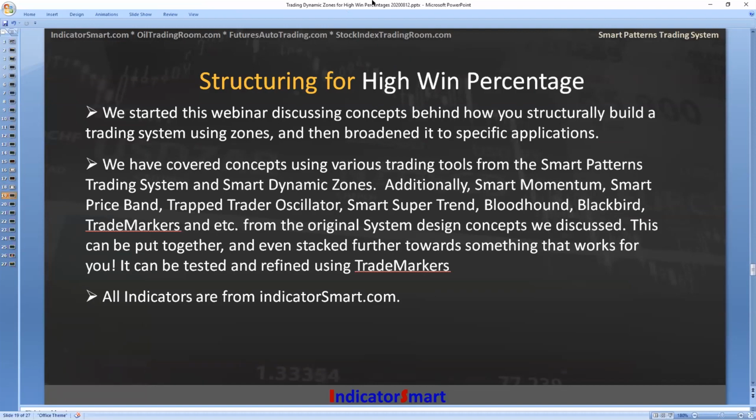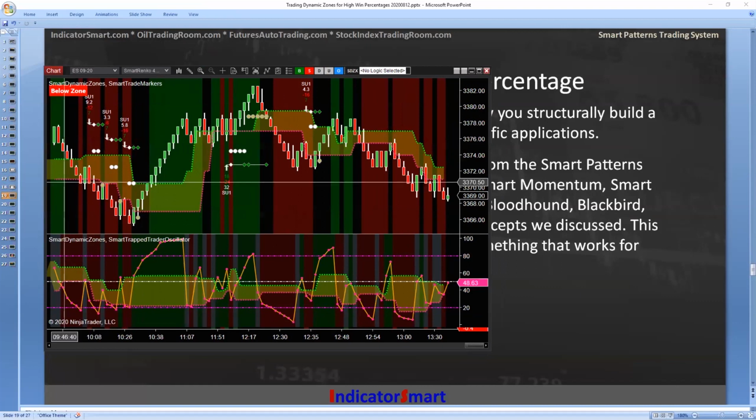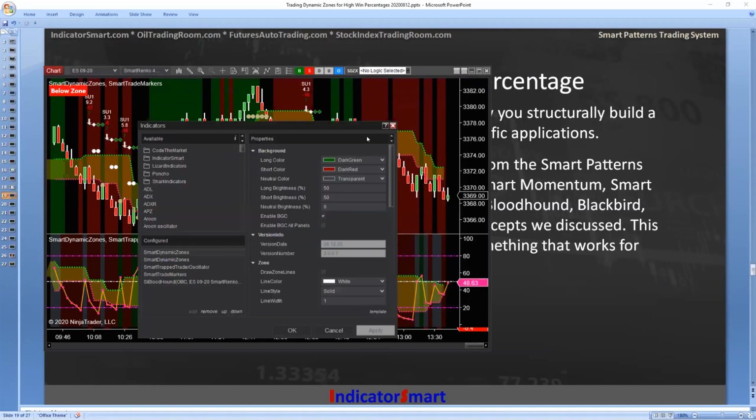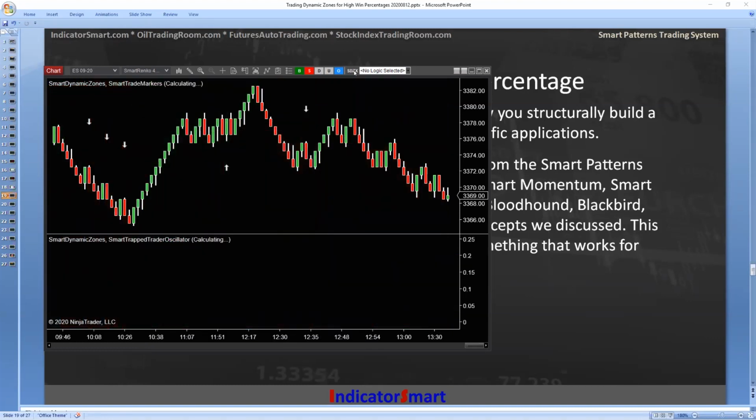So let's take a minute right here, and I'm going to show you, I just put this chart together for you. It's the same chart that those other screenshots were taken off of. I can go into the dynamic zones and turn off the background color, and that will clear the chart so that Bloodhound can paint it. Bloodhound paints all the panels.